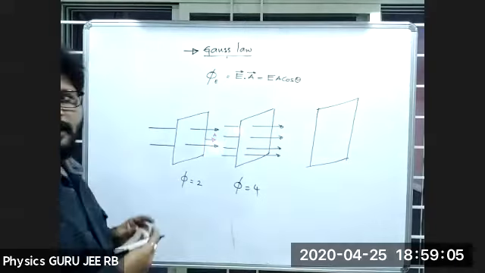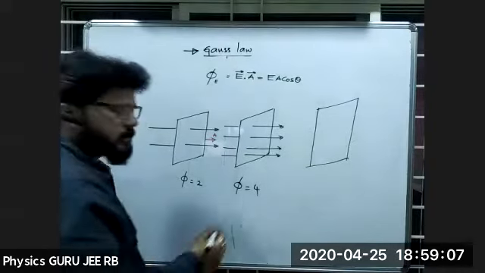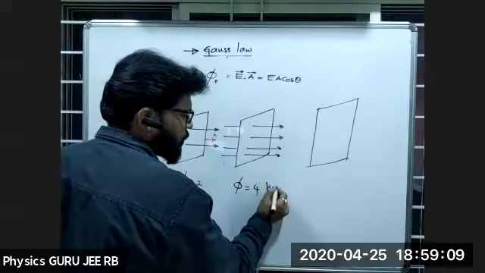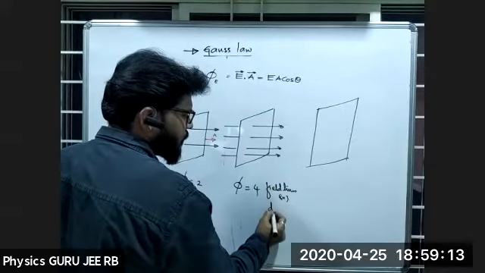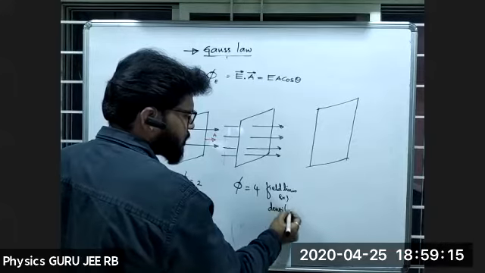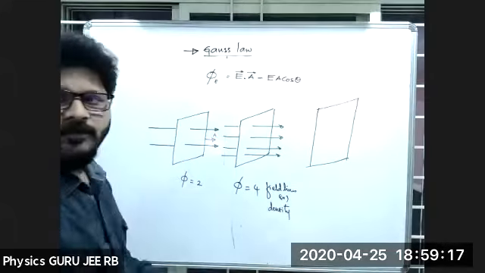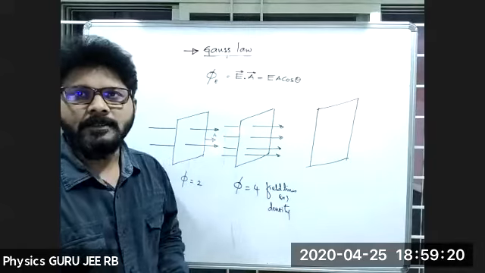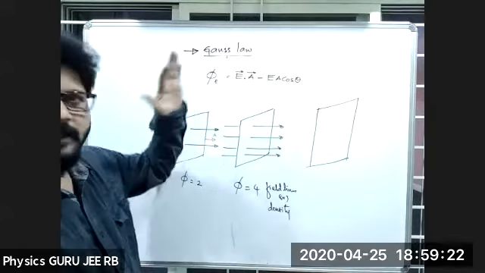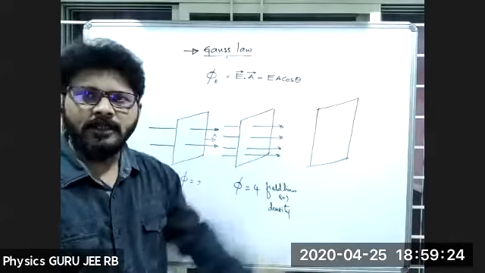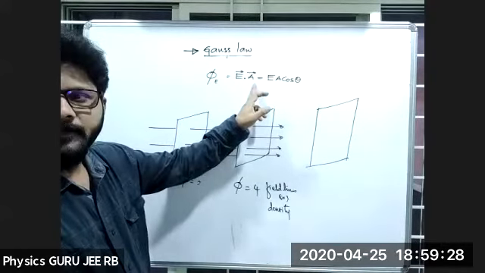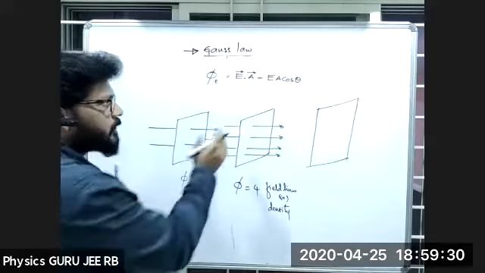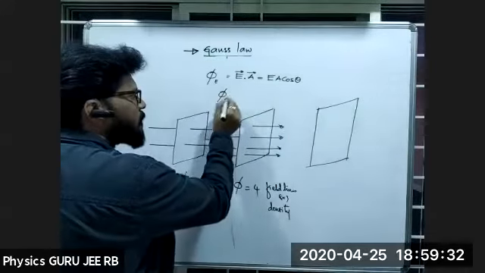We can also say that the field lines or density will be the same. What we call field lines or density. Just here phi is equal to 4, or field lines or density. See, if area is increasing, flux also increases. Now phi is directly proportional to E into A.